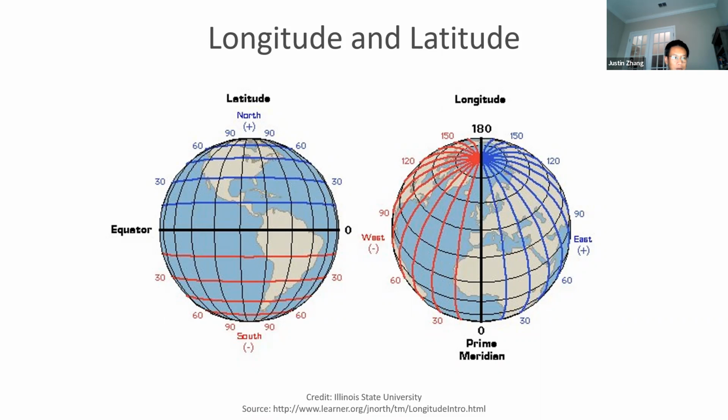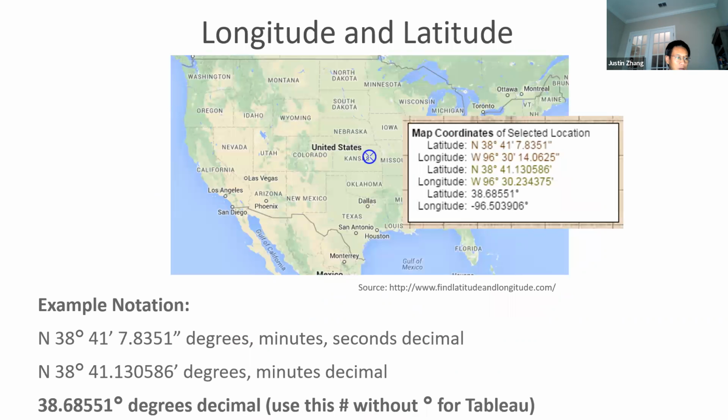Latitude lines are horizontal lines across the Earth. Longitude lines are vertical lines. Above the equator in the northern hemisphere, the latitude lines are notated as north or positive numbers. Below the equator, they are actually negative numbers.